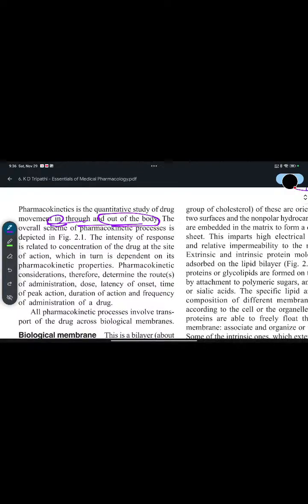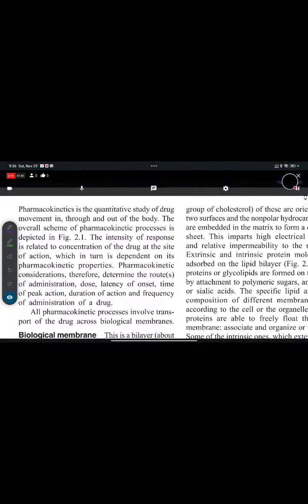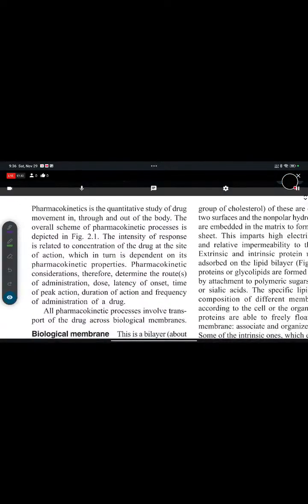Pharmacokinetics is the quantitative study of drug movement in, through, and out of the body. That means when the drug is moving inside the body, that is distribution of the drug inside the body, and again out of the body. That means when the drug is going out of the body, that is excretion. All these ultimately are what the body does to the drug: how the body is taking, absorbing, distributing, and again excreting the drug. All these things come under pharmacokinetics. So the study of all these things is called pharmacokinetics.